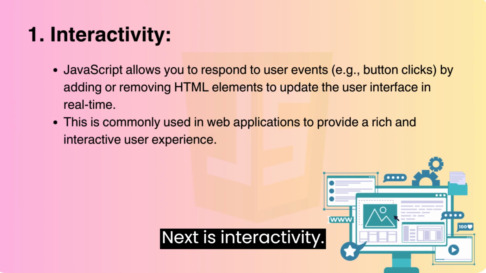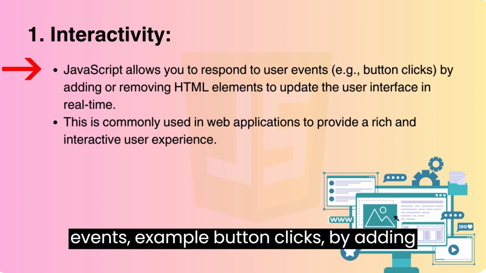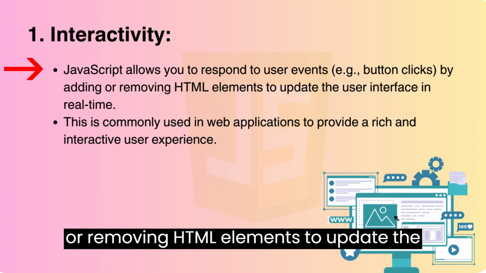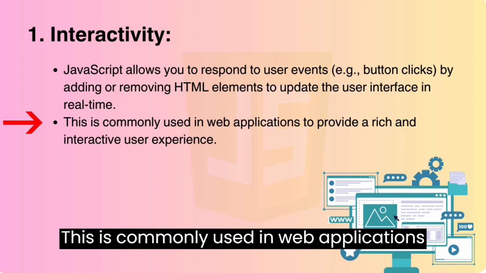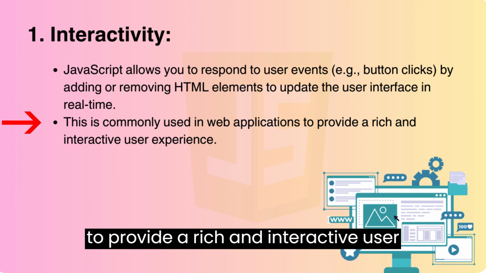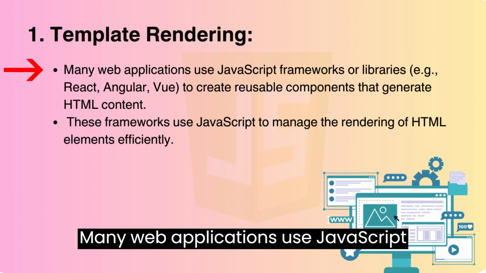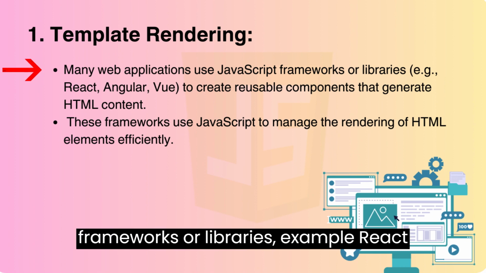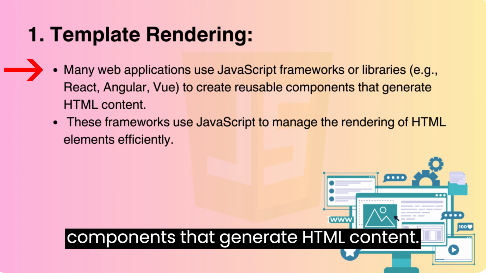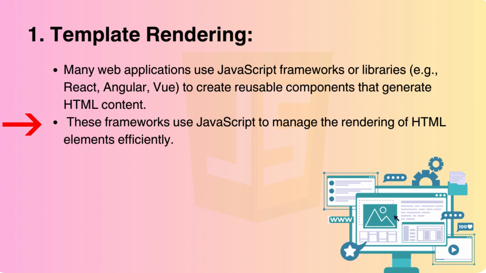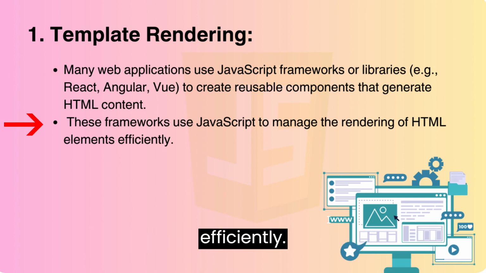Next is interactivity. JavaScript allows you to respond to user events, example, button clicks, by adding or removing HTML elements to update the user interface in real time. This is commonly used in web applications to provide a rich and interactive user experience. Next is template rendering. Many web applications use JavaScript frameworks or libraries, example, React, Angular, Vue, to create reusable components that generate HTML content. These frameworks use JavaScript to manage the rendering of HTML elements efficiently.